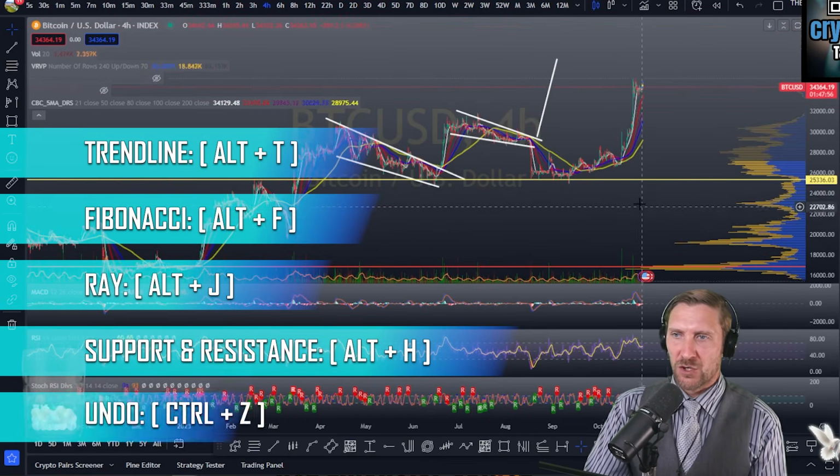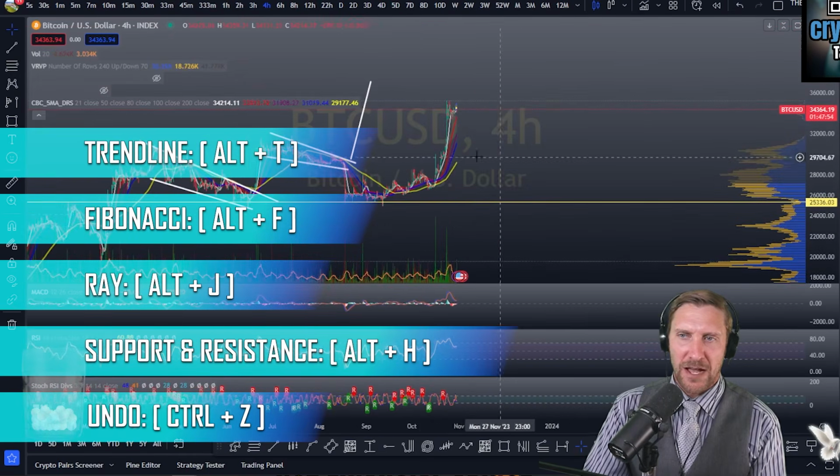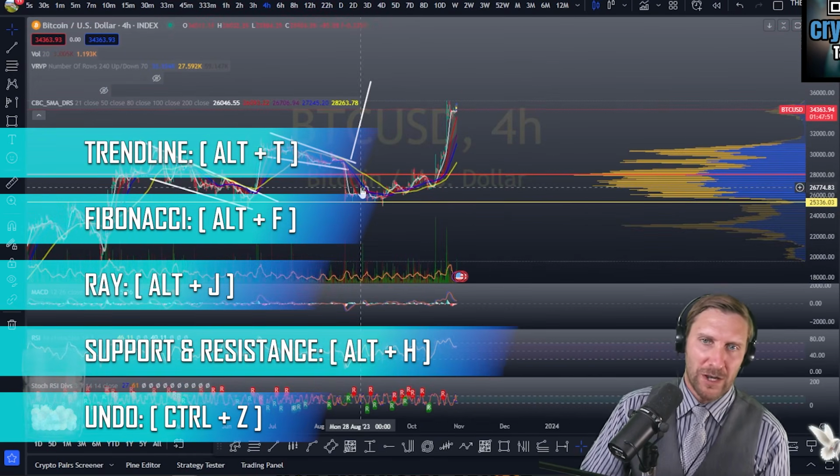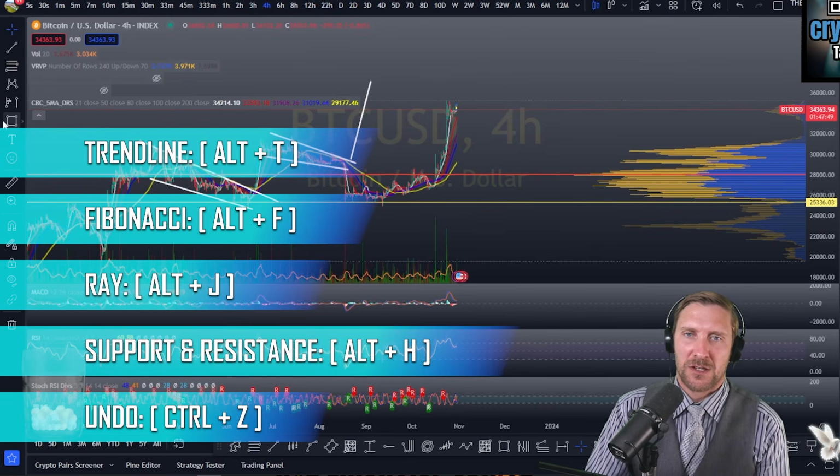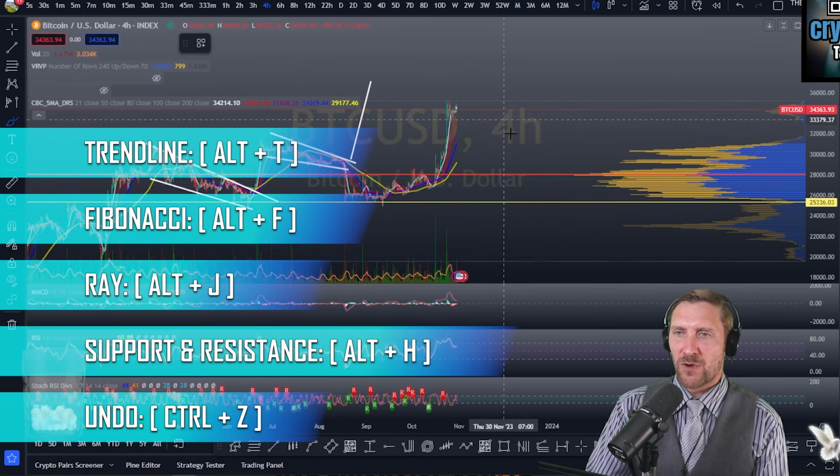Okay? And then Control-Z to take away what you're adding. If you want to go back real quick and you don't want to have to hit the delete button every 5 seconds, just hit Control-Z and you'll be ready to go.